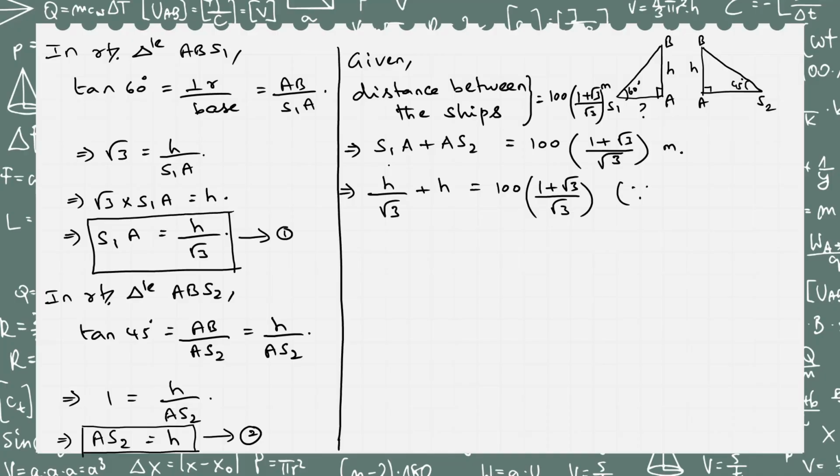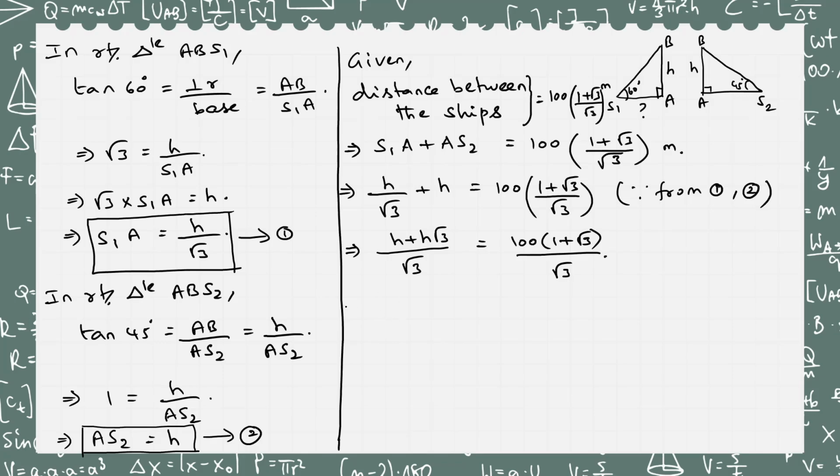How do you know S1 and S2's value? From equations 1 and 2, right? Okay. Now what we are going to do is take root 3 as an LCM. So we will get H plus H into root 3 equal to 100 into (1 plus root 3) divided by root 3.